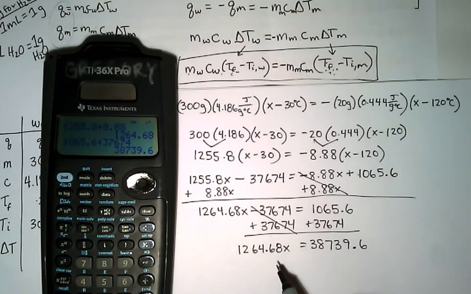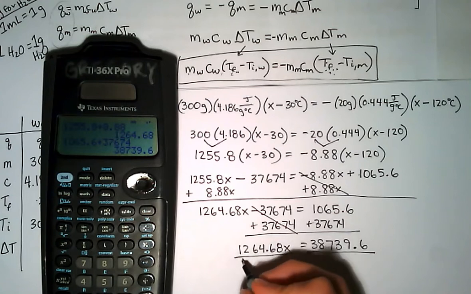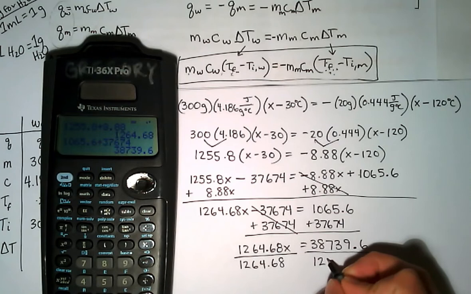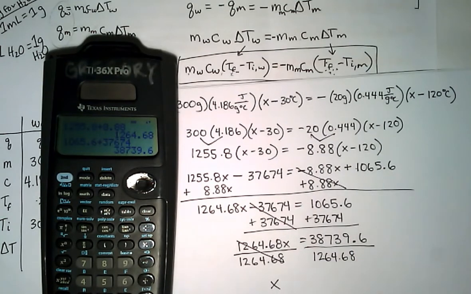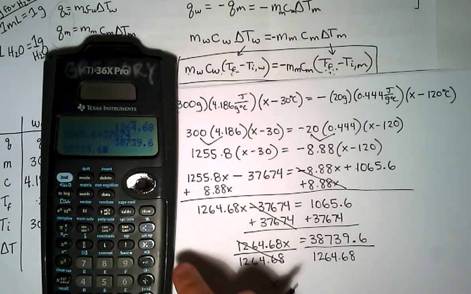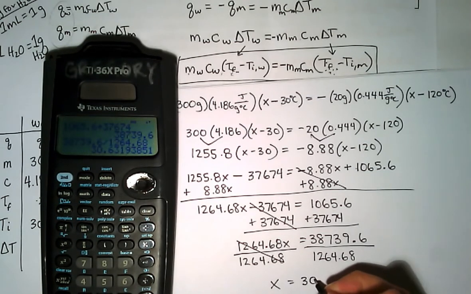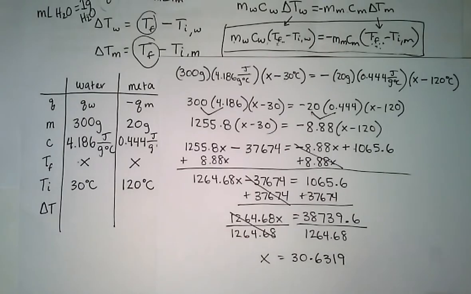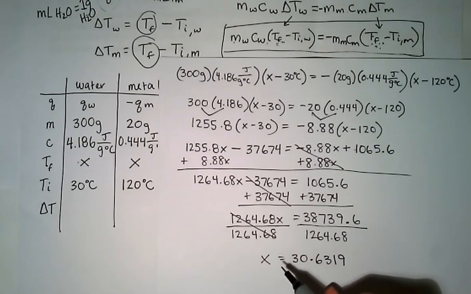1264.68x. So now all that's left is I just need to divide by this number to get x by itself. So divide by 1264.68. So x equals this divided by that. So this divided by 1264.68 gives me 30.6319. So after all that algebra, I just need to go back and figure out what my x was meaning.